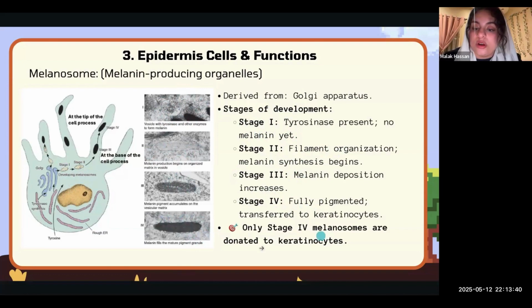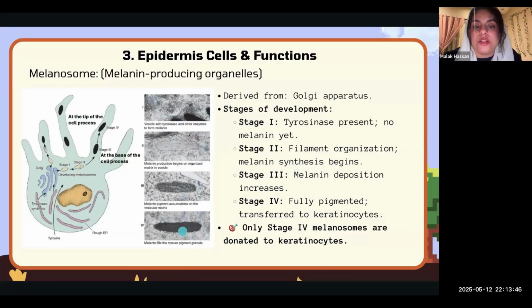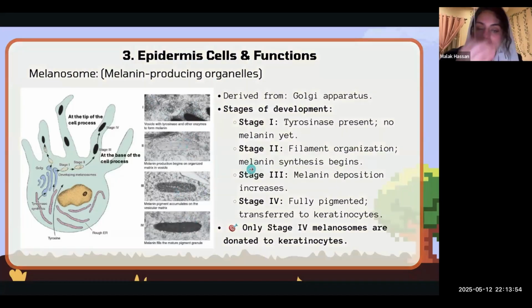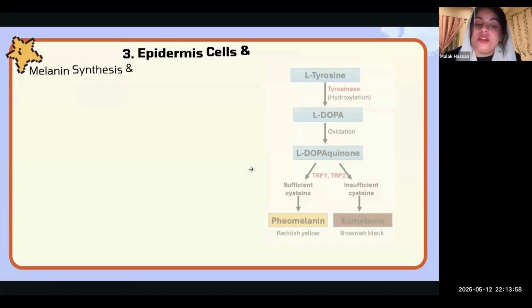Now, only stage 4 are donated to keratinocytes. So you have stage 1, stage 2, stage 3, and stage 4. Just remember each one. Stage 1, there's no melanin yet, and then melanin synthesis begins, and then melanin deposition increases, and then it's fully pigmented. And stage 4 is the one that is donated, okay?